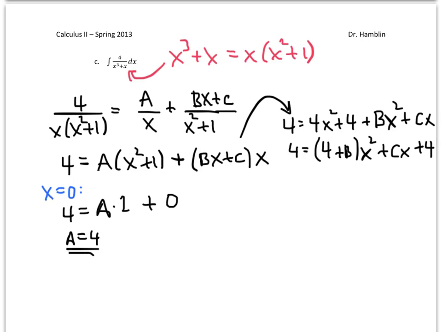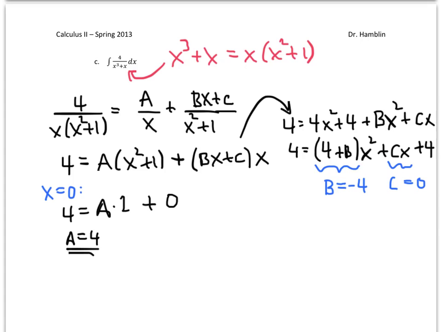So on the left-hand side, I don't have any x squareds, which means that 4 plus b has to be 0. That means b has to be negative 4. And on the left-hand side, I don't have any x's, which means that c has to be 0, because the coefficients on the left have to equal the coefficients on the right.